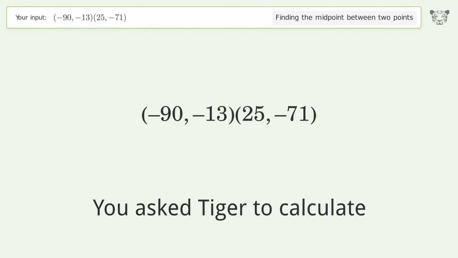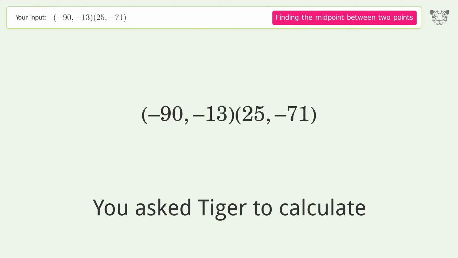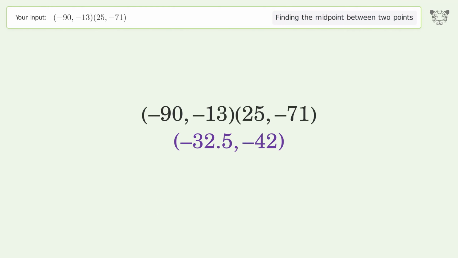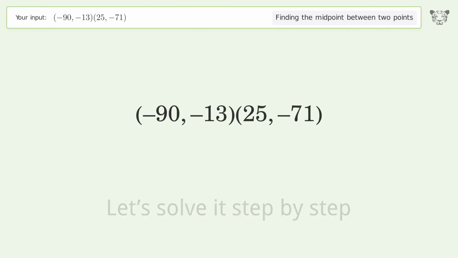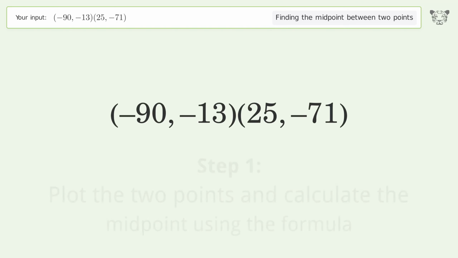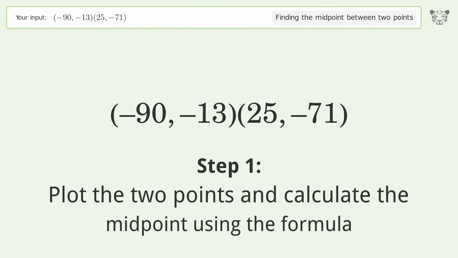You ask Tiger to calculate. This deals with finding the midpoint between 2 points. The midpoint between the 2 points is -32.5, -42. Let's solve it step by step. Plot the 2 points and calculate the midpoint using the formula.